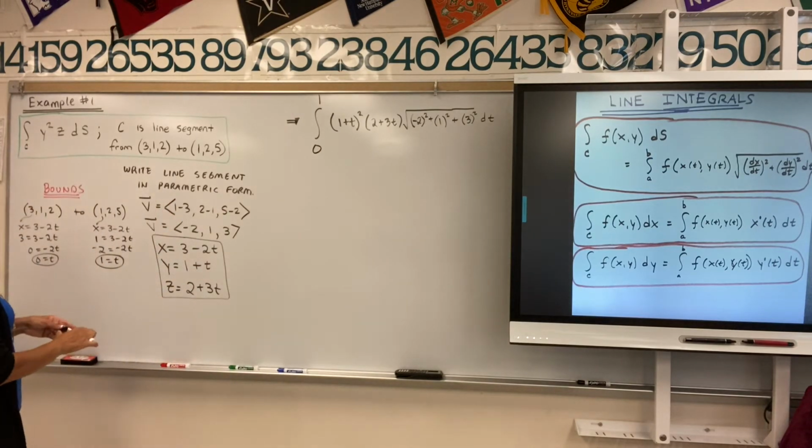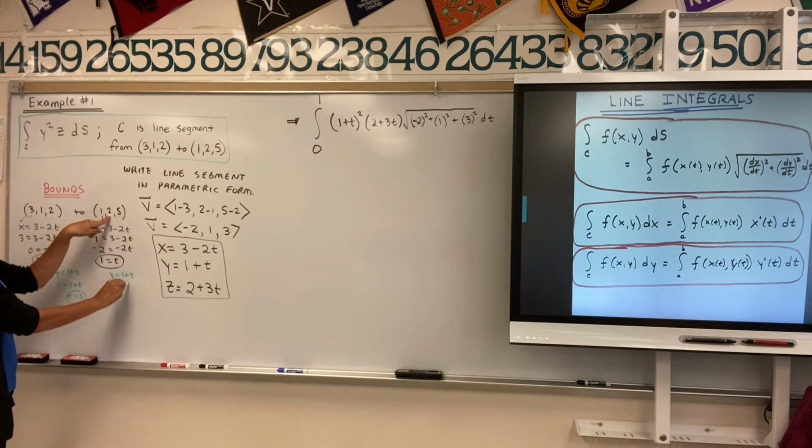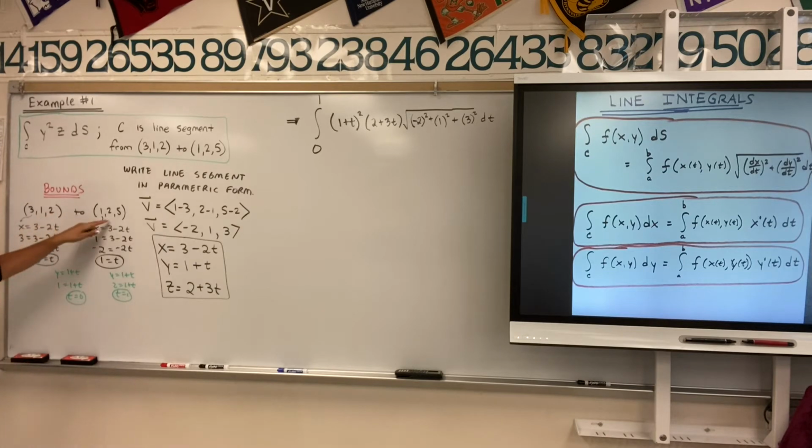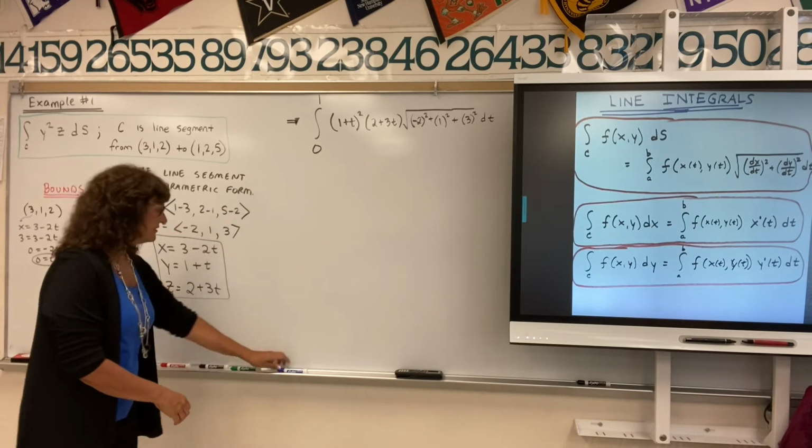It doesn't matter which variable you use. I used the x's, but you could use the y's, as y goes from 1 to 2. What is y? Y is 1 plus t. As y travels from 1 to 2, substitute 1 in for y: 1 equals 1 plus t, subtract 1 from both sides, t is 0. Then 2 equals 1 plus t, subtract 1 from both sides, t equals 1. So as y travels from 1 to 2, the t's go from 0 to 1. You can use any of the variables.